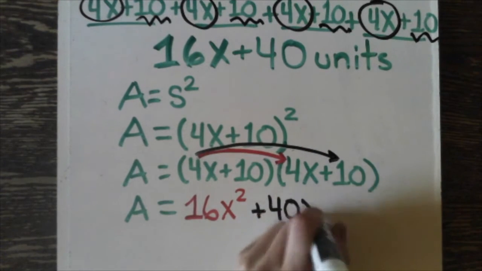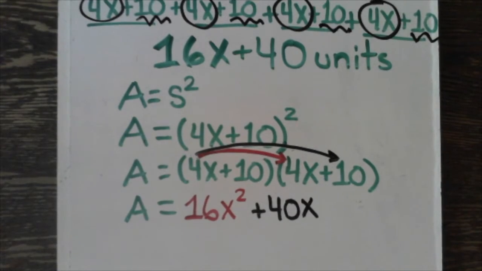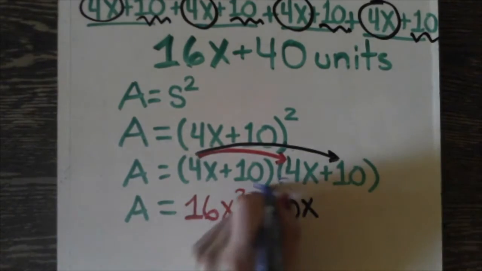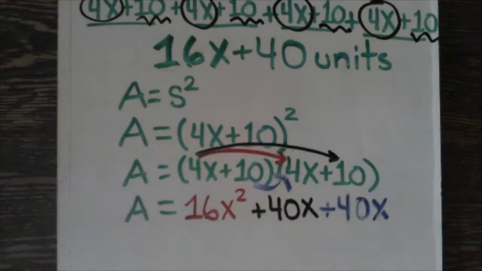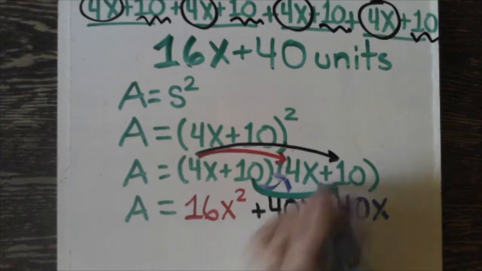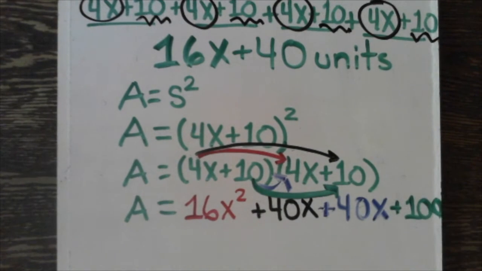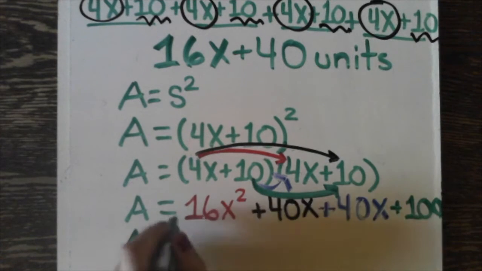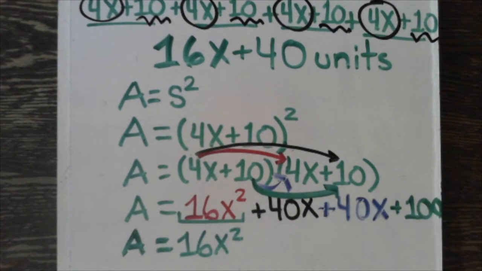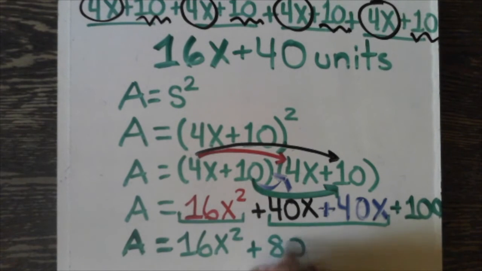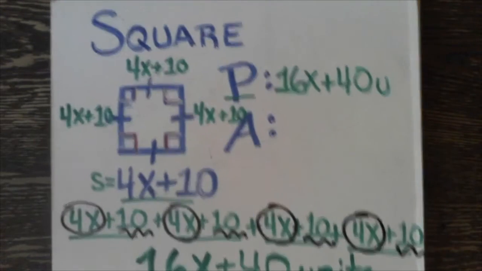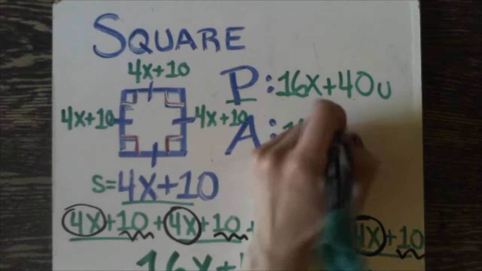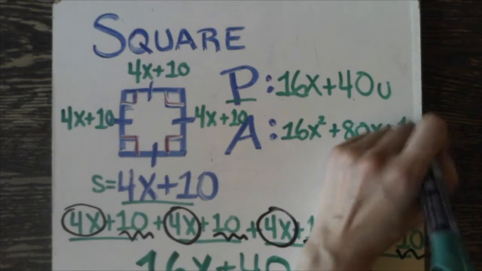On to the second term, we are going to repeat our steps. This time 10 times 4x, oh no, my marker is dying. Just a little bit of blue left. Well, 10 times 4x is 40x, and then 10 times 10 finally is 100. Our last step is to simplify. 16x squared comes down, 40x plus 40x is equal to 80x, and 100 comes down. And here is our final quadratic area, 16x squared plus 80x plus 100 square units.